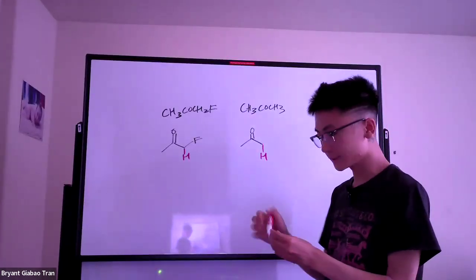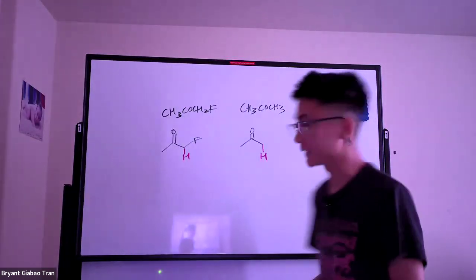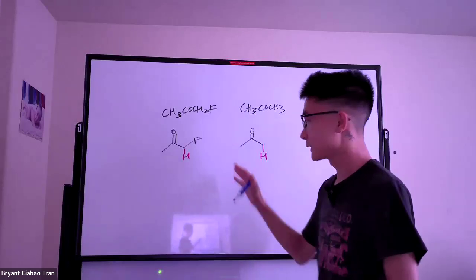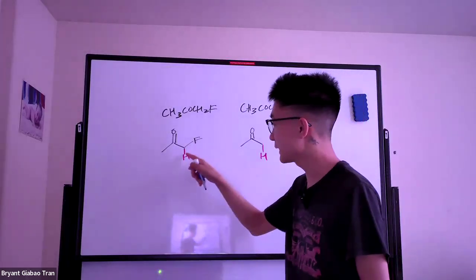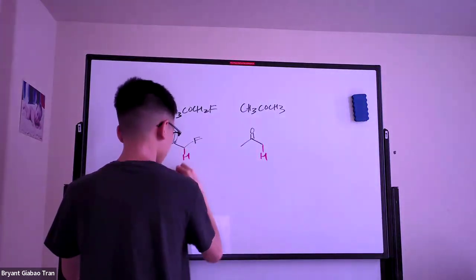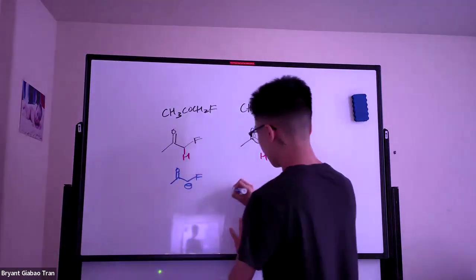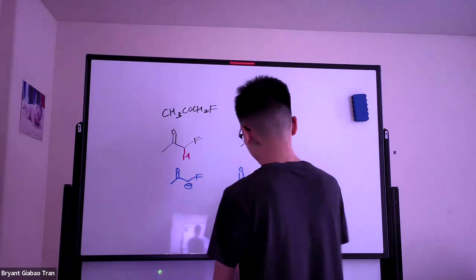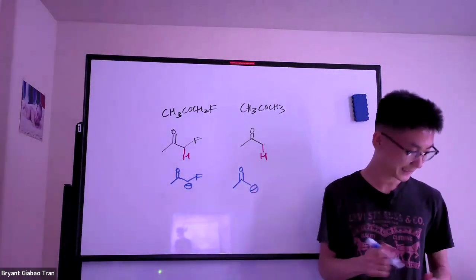So the very first thing to do when you're determining the strength of an acid is draw out the conjugate base. So let's say some base comes in, grabs that alpha hydrogen right there, deprotonates it, and gives that alpha carbon a negative charge. That's going to give us this conjugate base here and this conjugate base right here. Which one is more stable and why? Which negative charge is more stable and why?